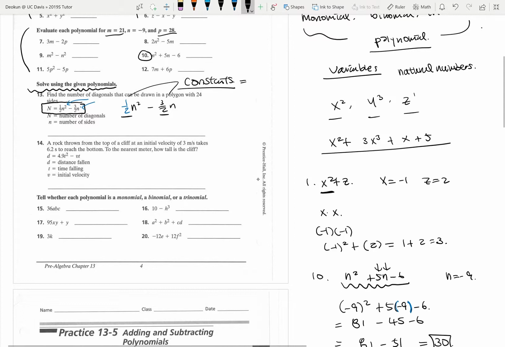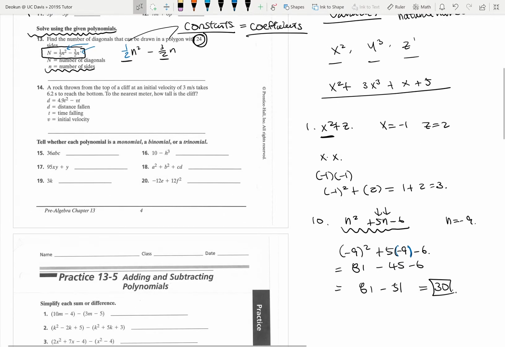And more likely, they are called coefficients. So coefficients are the numbers that are being multiplied by the variables. So it says it has 24 sides and n is the number of sides. So you plug in 24 into lowercase n, then you get the answer.